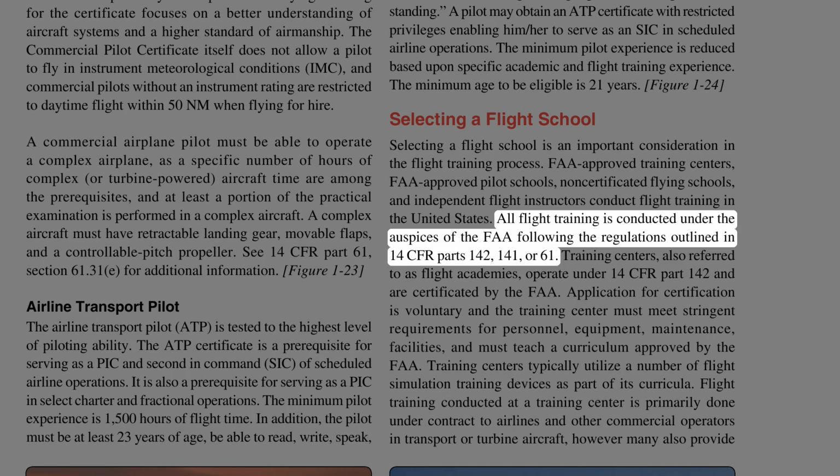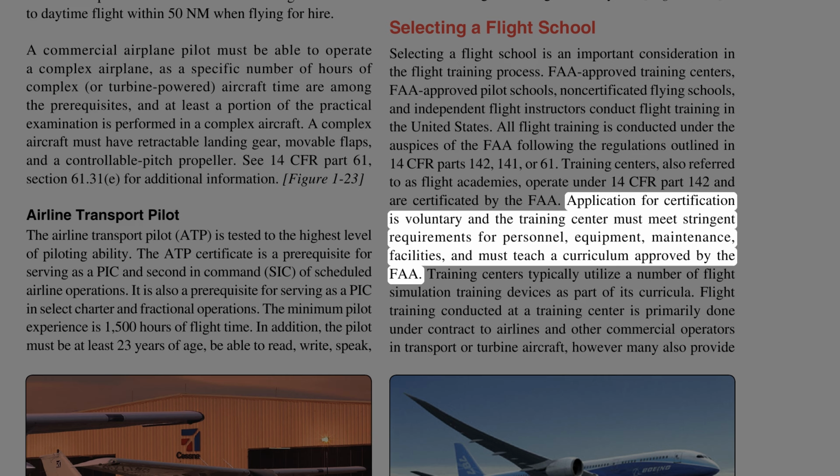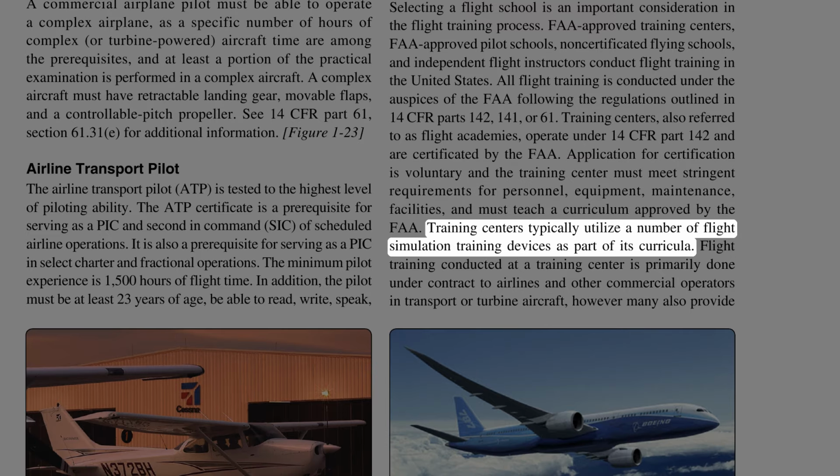141, or 61. Training centers, also referred to as flight academies, operate under 14 CFR Part 142 and are certificated by the FAA. Application for certification is voluntary and the training center must meet stringent requirements for personnel, equipment, maintenance, facilities, and must teach a curriculum approved by the FAA. Training centers typically utilize a number of flight simulation training devices as part of their curricula.